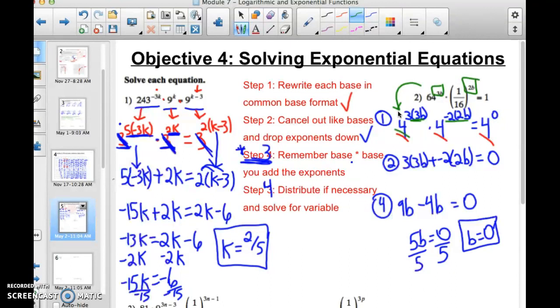Step 2, I can cancel out common bases, and I'm left with 3b. And again, please remember that it's plus. All right, base times base. This base of 4 times that base of 4. You add the exponents. So 3b plus a negative 3 times 3b plus a negative 2 times 2b equals 0. And then I just did the math in step 4. I got a 5b equals 0, divide both sides by 5, so b equals 0.